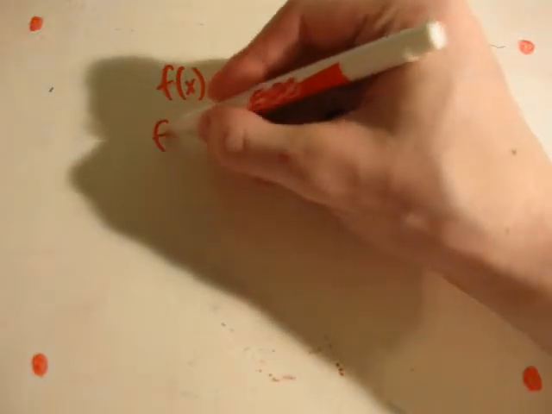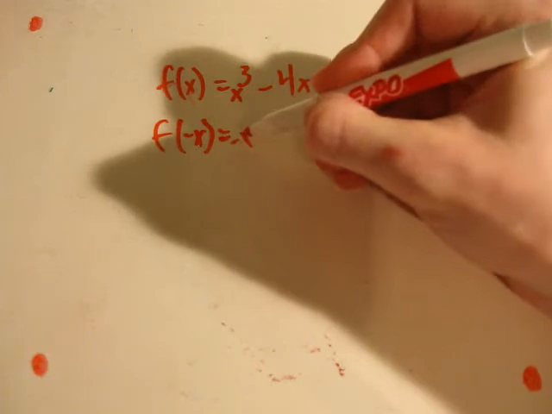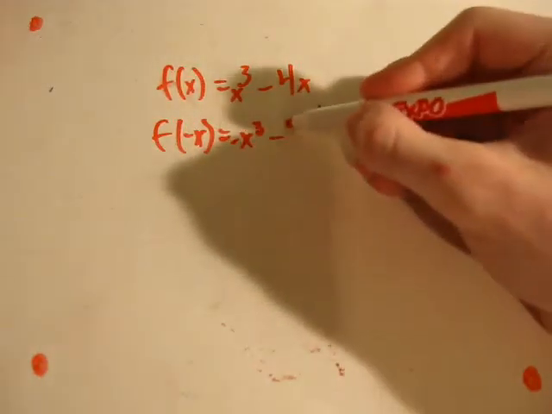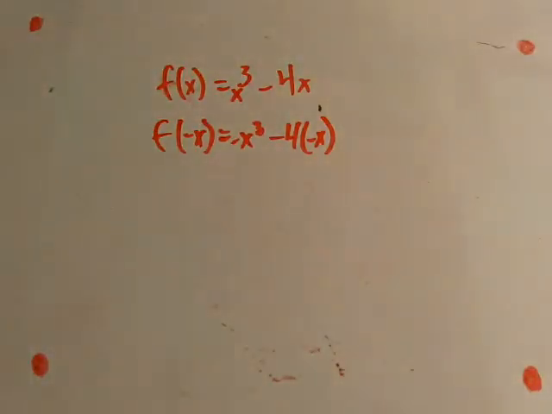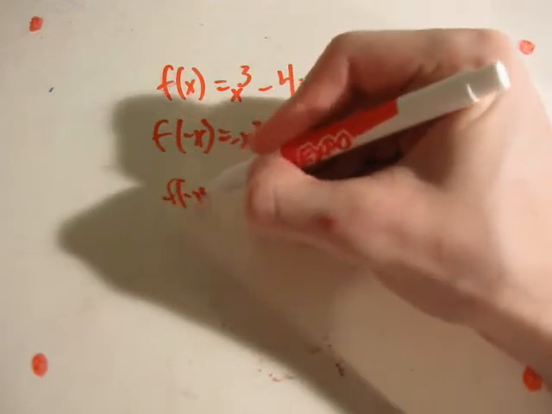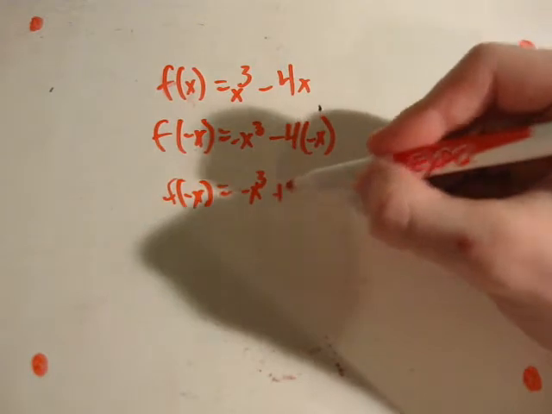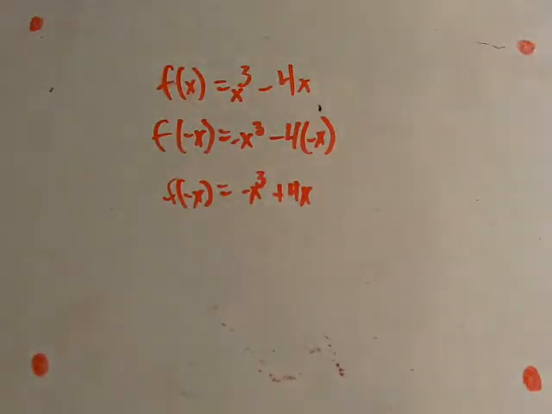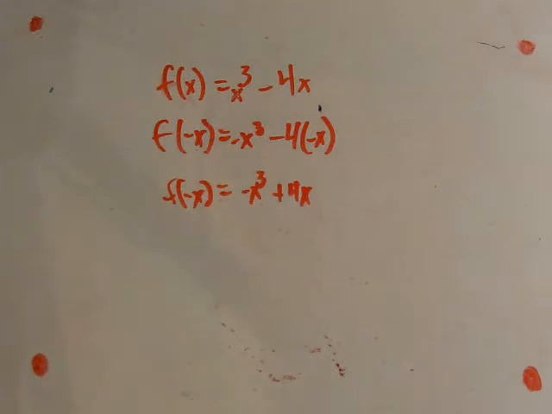So let's try f of negative x equals negative x to the third minus 4 times negative x. Simplifying this down, we've got f of negative x is equal to negative x cubed plus 4x. Now, this is not equal to f of x. We've got complete opposite here.